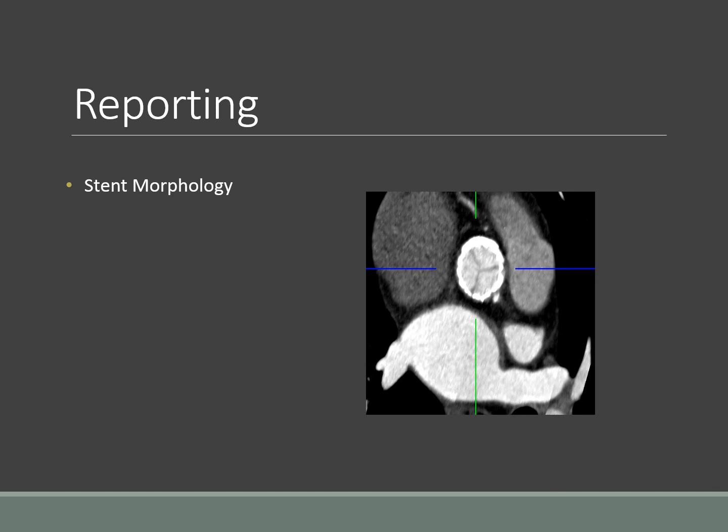The morphology of the stent itself at the leaflet level should be rounded. This indicates a well-inflated valve. Any disconfiguration, for example an oval-shaped valve at the leaflet level, is considered to be a disconfiguration. This might represent a high pressure or a high paravalvular leakage. Therefore, it's very important to include.